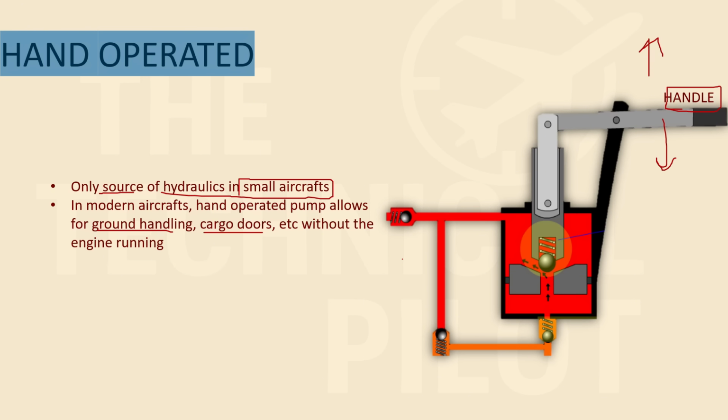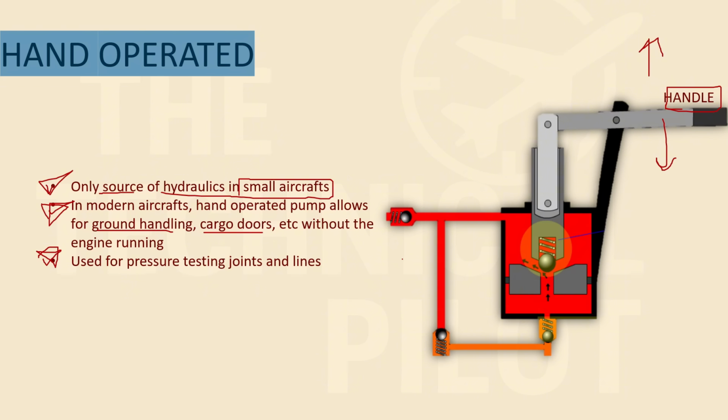The ground crew or the ground staff can just go there, use the hand pump, and open the cargo doors by themselves. So this is a very important purpose of a hand operated pump. Either it can be used in a smaller aircraft, or it can be used for ground handling. And then the third thing is it can be used for pressure testing joints and lines.